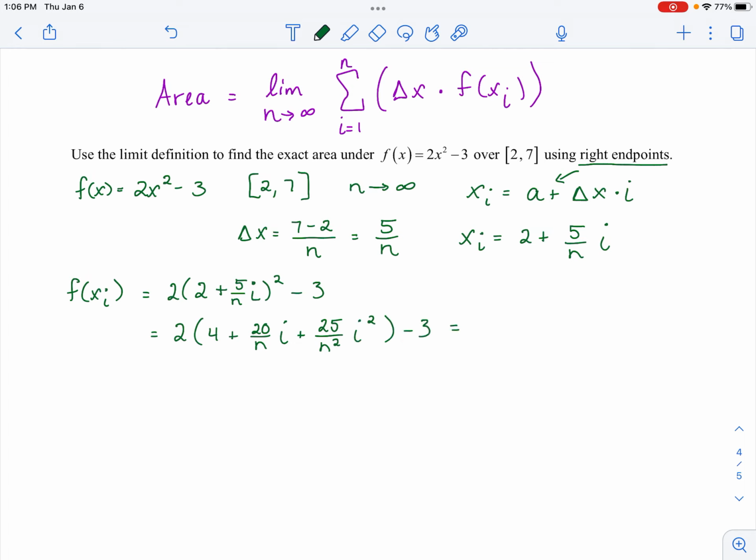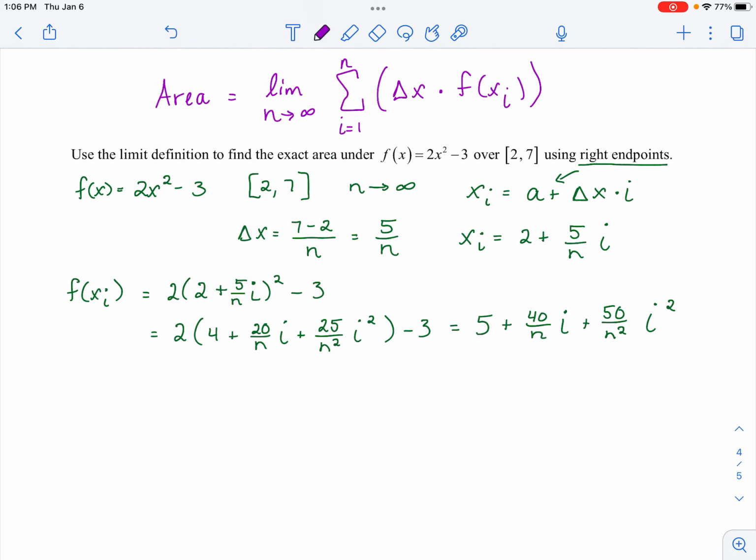So I'm going to distribute and combine like terms simultaneously. So 2 times 4 is 8. 8 minus 3 is 5. And then I'm going to have plus 40 over n i plus 50 over n squared i squared. All right. We are now ready to write our limit statement.